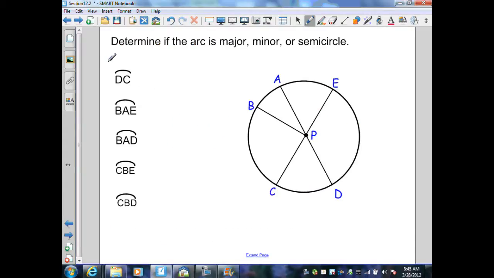Let's look at some examples. Here they want me to determine if the arc is major, minor, or a semicircle. Here I have arc DC. DC on the diagram is here, and I know that that is less than 180 degrees, therefore arc DC is minor. Next I have arc BAE. Even though this is identified by 3 points on the circle, I cannot assume that it is a major arc. I have to take a look at the arc on the circle itself. BAE is less than 180 degrees, therefore it is a minor arc.